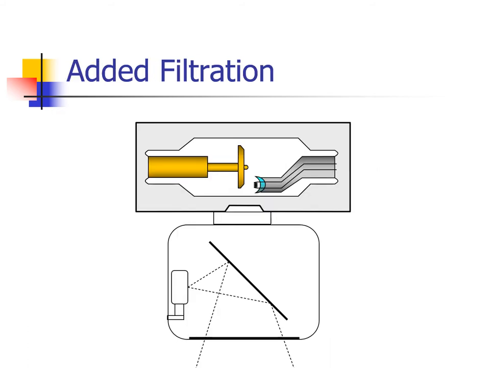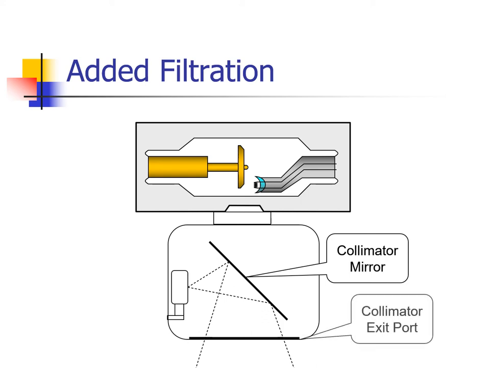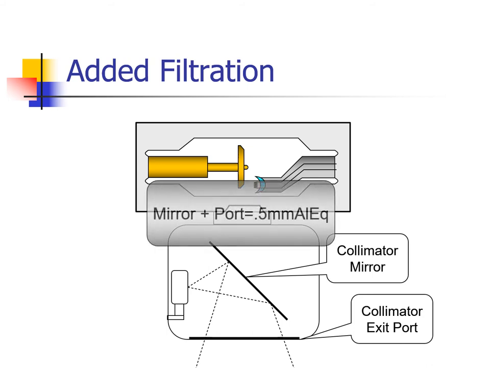Next come the items outside the X-ray tube, and they include the collimator mirror. This mirror is located in the collimator and reflects the light out of the collimator to help the radiographer judge the beam position and size. Additionally, there is an exit port on the collimator that has a crosshair pattern scribed on it. This helps the radiographer judge the location and position of the central ray. These two items contribute about 0.5 millimeters worth of aluminum equivalent filtration to the X-ray tube collimator system.